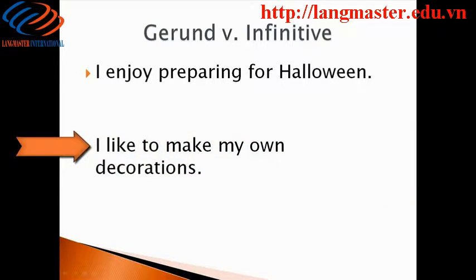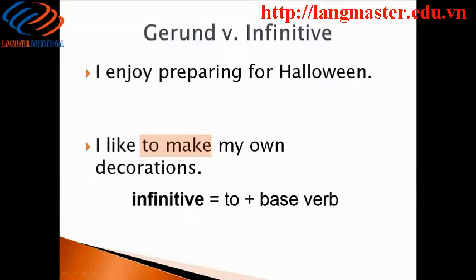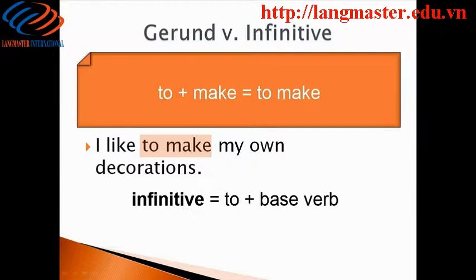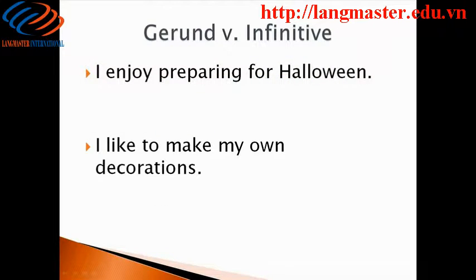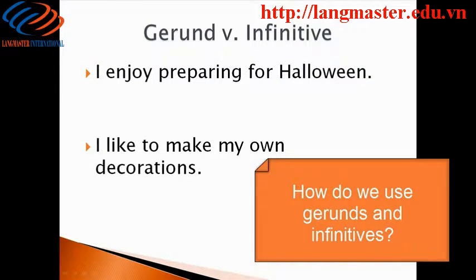Now look at the second sentence. I like to make my own decorations. Can you identify the infinitive? It's here, to make. We form an infinitive by combining to plus a base verb. To make, to make. Another infinitive you heard me use was to turn. Now that you know how to form a gerund and infinitive, let's talk about how we use them.